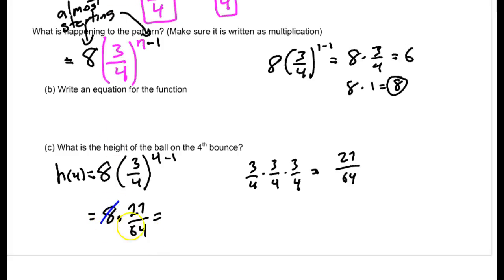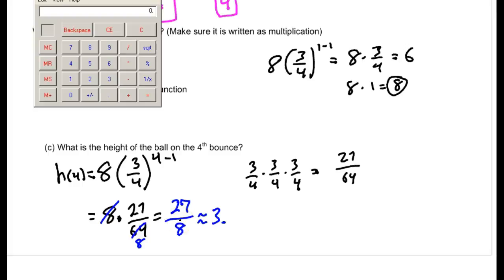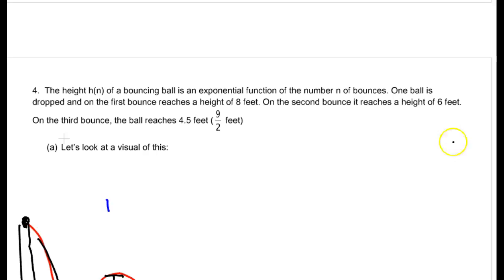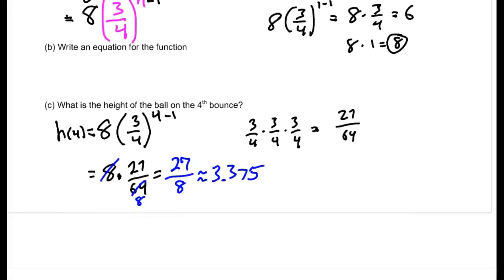8 goes into 64 8 times. So we have 27 divided by 8. What is that, approximately? Looks like it's a decimal, because 8 goes into 24 3 times. So calculator time. Let's do 27 divided by 8. We'll get 3.375. And 3.375 what? What are the units here? Yeah, we're dealing with feet. Everywhere we see it was talking about feet, so let's make sure we're clear that this is not inches or centimeters, but feet.